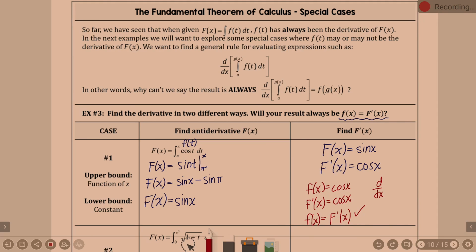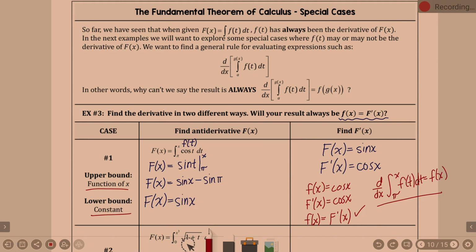So d dx of the integral from pi to x, but I wanted to generalize: f of t dt is indeed going to equal f of x. Notice my lower bound is a constant, pi is a constant, yes? My upper bound is a variable. That's case number 1, and this is the fundamental theorem of calculus part 2. So that does indeed work here.